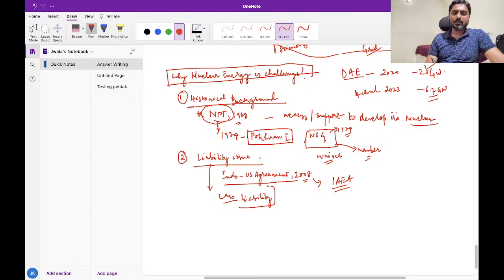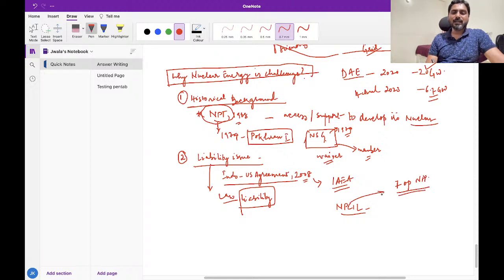So what is this liability? It means that India's NPCIL is the operator. NPCIL is Nuclear Power Corporation of India Limited. It is a 100% government owned subsidiary. So the NPCIL only runs the nuclear power plants of India. At present India has 7 operational nuclear power plants, and they are being run by NPCIL.